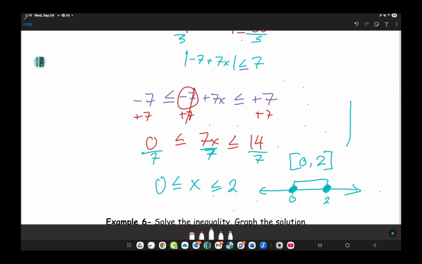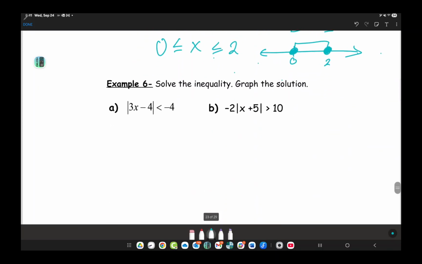One last thing I want to get to is this right here. This says the absolute value of whatever's in here is less than negative 4. Let's think about that. Whatever comes out of the absolute value is always what? Is a positive number ever less than a negative number? Not possible. So therefore, no solution. You can use the symbol there if you want.